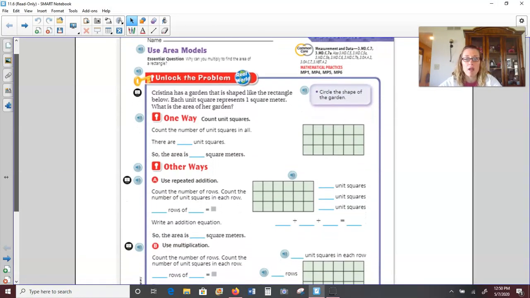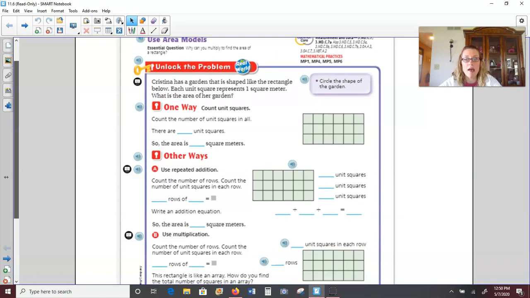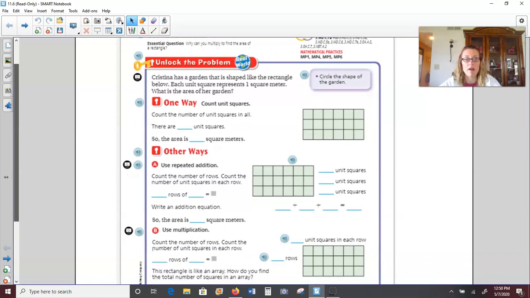So, unlocking the problem. Christina has a garden that is shaped like a rectangle below. Each unit square represents 1 square meter. What is the area of her garden? One way we can find the area is to simply count the number of square units in all. This is what we had been doing prior to today's lesson, just counting up the number of squares.